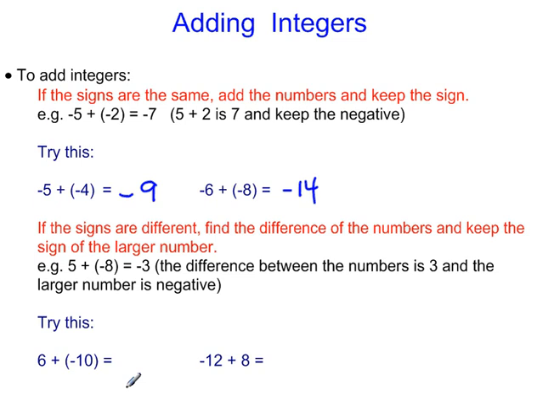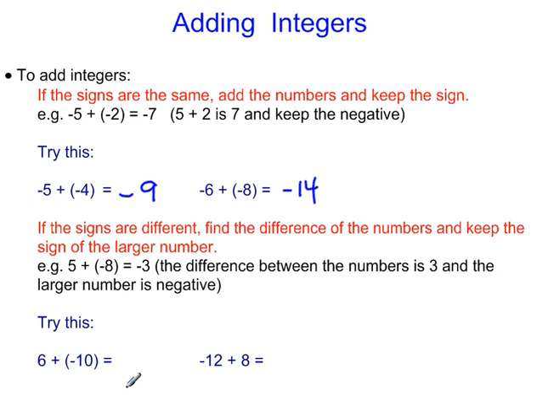And so what you want to do is think about the difference between the numbers. So what's the difference between 5 and 8? If you were to subtract them, the difference is 3. But because the larger number in this case was negative, this answer is -3.